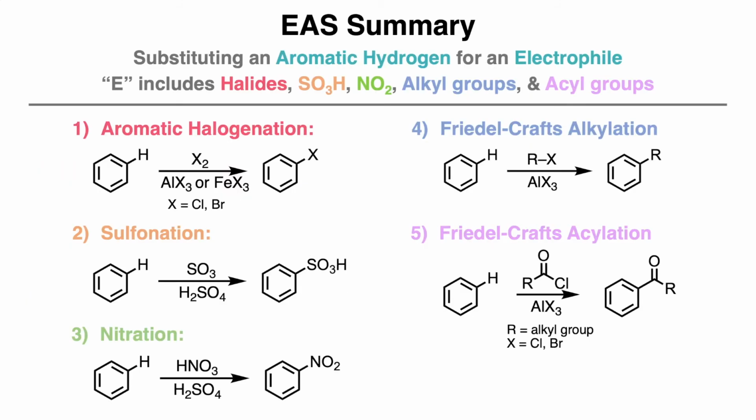So in summary, you learned about 5 different electrophilic aromatic substitutions, or EAS reactions, where an aromatic hydrogen is substituted with an electrophile. The 5 reactions that you learned about were aromatic halogenation with either bromine or chlorine, sulfonation, nitration, Friedel-Crafts alkylation with either a primary, secondary, or tertiary alkyl halide, and lastly, Friedel-Crafts acylation.